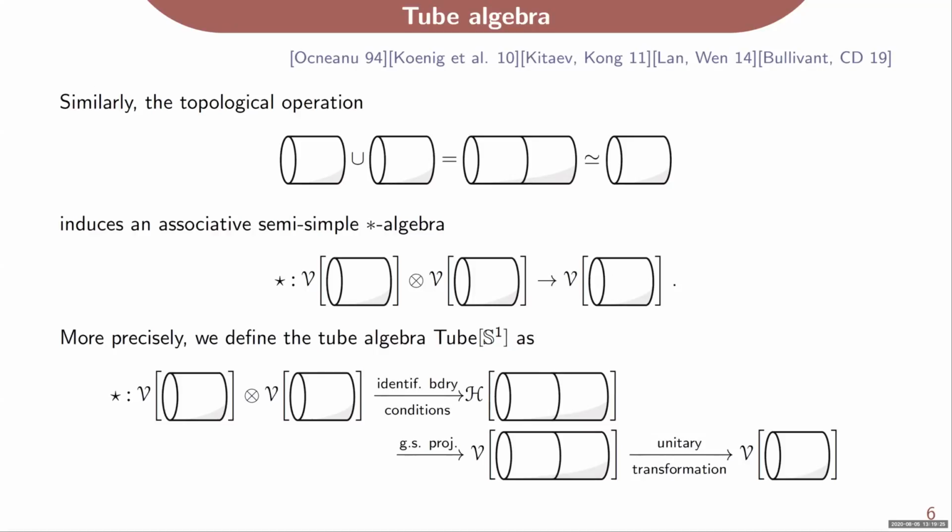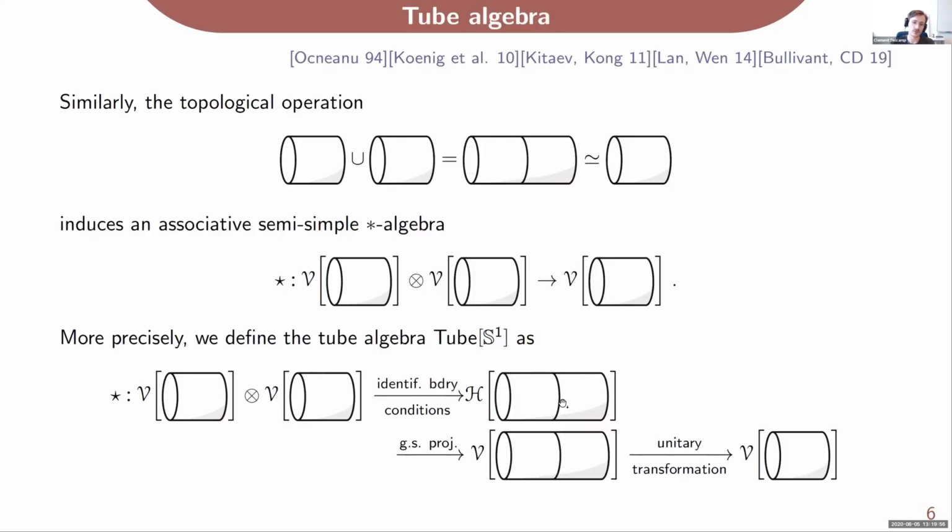Can I ask a question? Why is it that when it's glued together, you say that it is not the ground state anymore, or it might not be the ground state? So the ground state projector does not act at the boundary. If I look at the cylinder, on the edges, on the boundary, the ground state projector does not act. Then this operation is just identifying the boundary conditions.